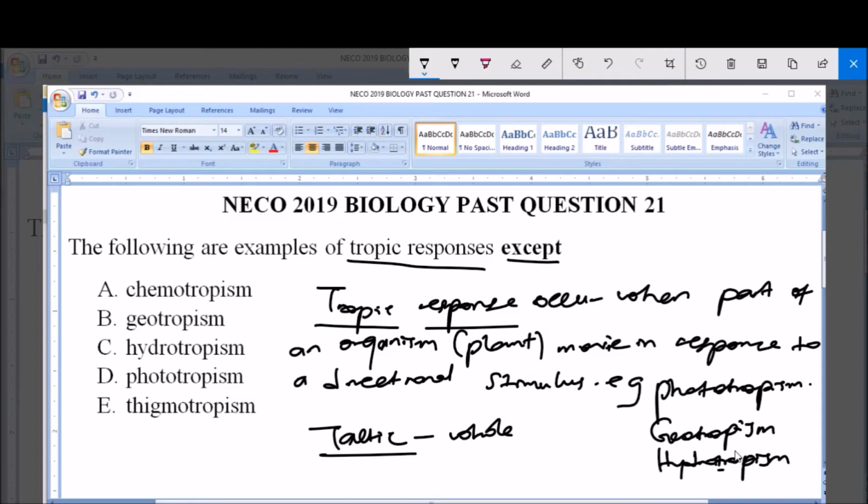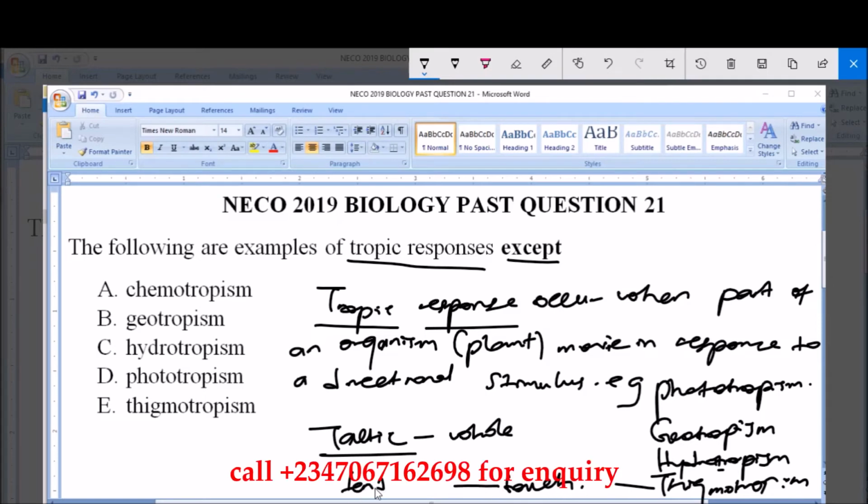That is hydrotropism. Then you have thigmotropism. Thigmotropism is also an example of a tropic response, whereby the plant parts move in response to touch. You can see this in tendrils of plants, like the tendrils of the yam plant. You see that it winds around a particular object just because it's responding to touch. That is thigmotropism. The part of the plant, not the whole organism, responds, just the parts of this organism move in the direction of the directional stimulus.